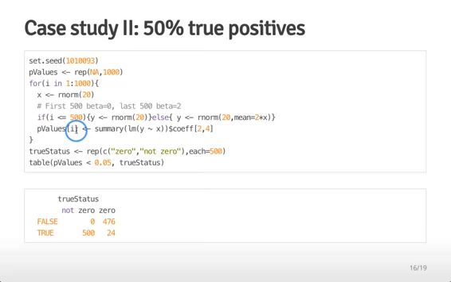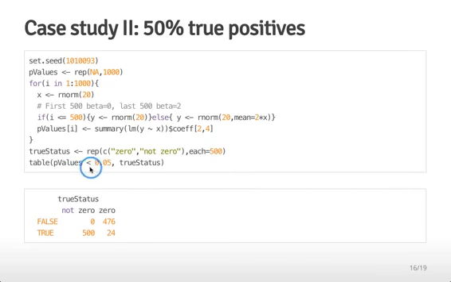Again, I calculate a p-value for each of the cases. And then I can define the true status to be beta equal to 0 for the first 500 and beta not equal to 0 for the last 500, just so that I can make a table and show what the results are from this analysis.